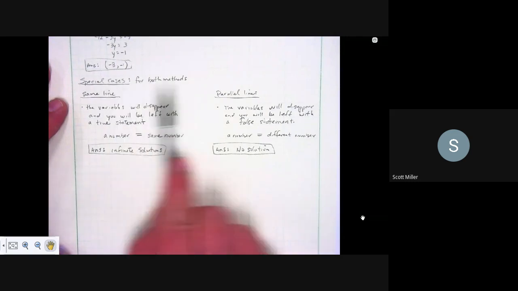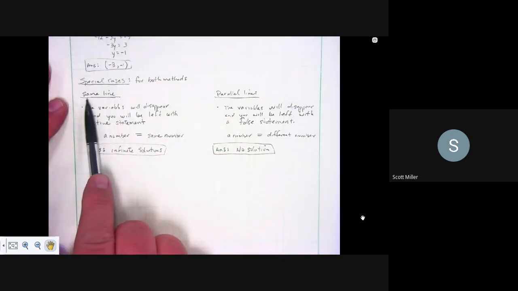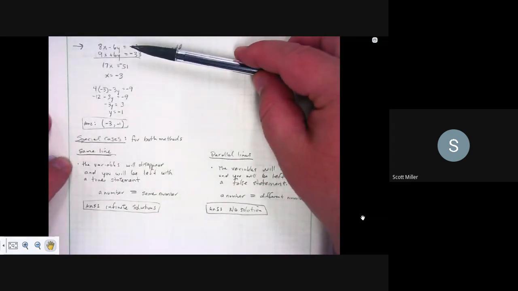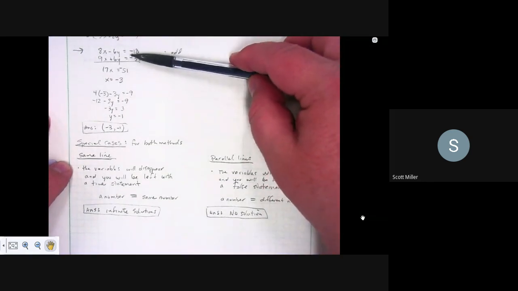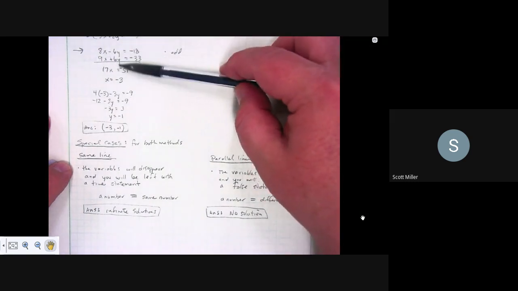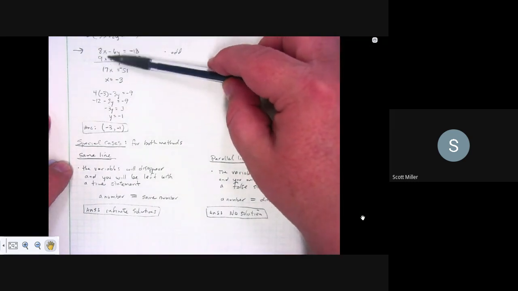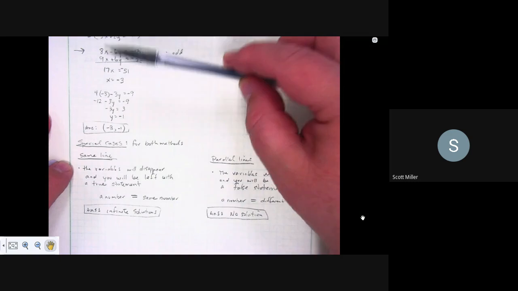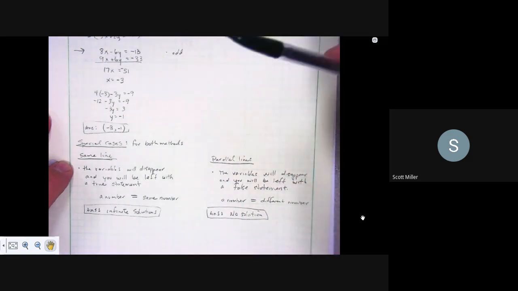Okay, this works for either method. If I have the same line, what's going to happen is I'm going to do this, eliminate, let's look at it from the point of view of the elimination method. So I did this part right here, and then I add these two equations together, and what's going to happen is not only is this variable going to be eliminated, but so is this one. All the variables will disappear. Okay? When that happens, you know you have a special case.